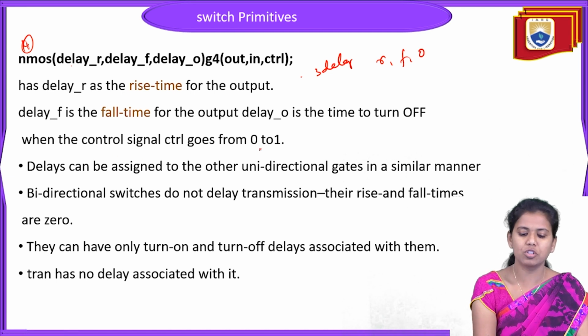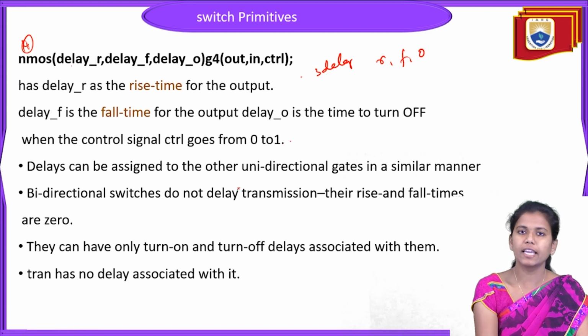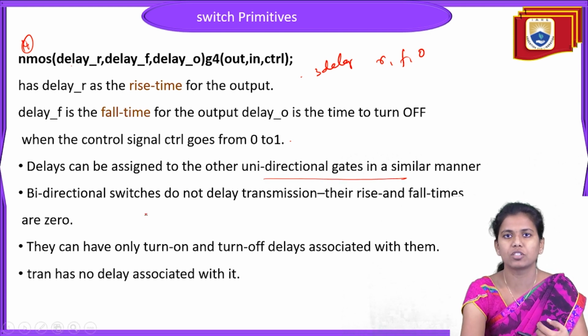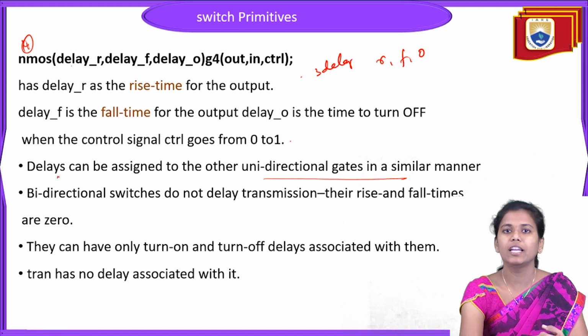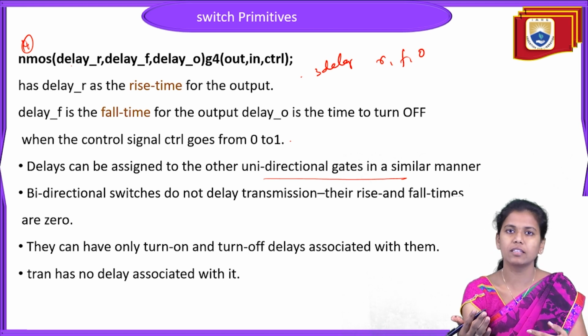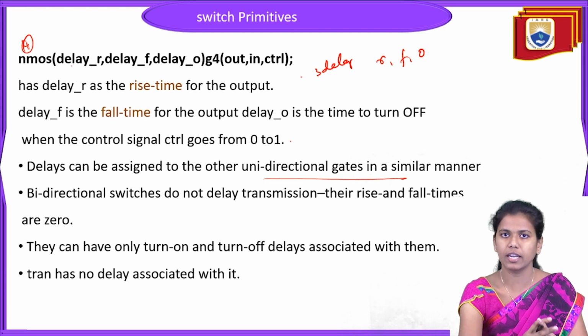Here, when the control signal goes from 0 to 1, the delay can be assigned to the other unidirectional gates in the similar manner. In the switches we have unidirectional gates as well as the bidirectional gate. So the delays can be associated with the unidirectional gates in the same fashion as they are associated with the bidirectional gate.